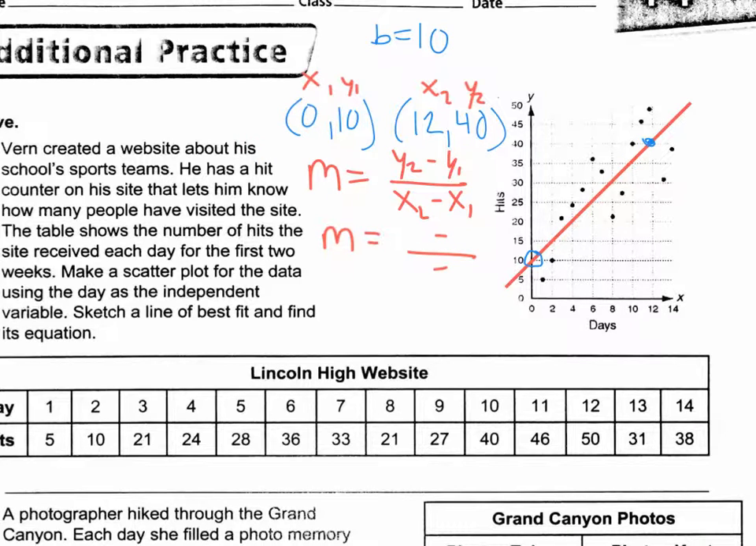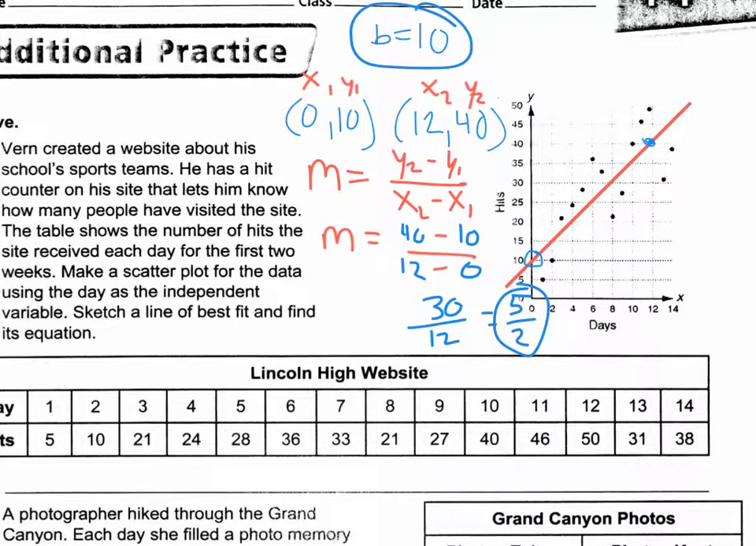We will have 40 minus 10, and we'll have 12 minus 0. And that becomes 30 on top over 12 on the bottom. If you reduce by 6, your final answer will be 5 over 2. So my slope of the line that best fits is 5/2. My y-intercept up here is 10. So I know that the equation of the line that best fits is y equals 5/2 x plus 10.